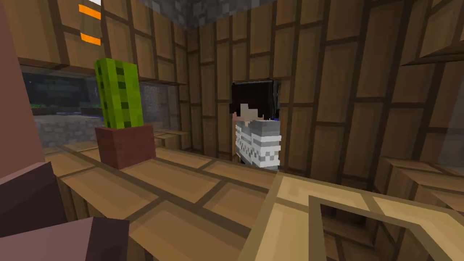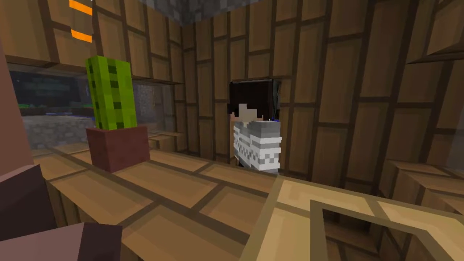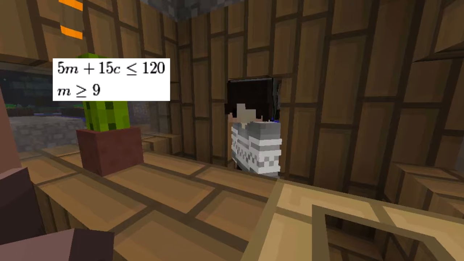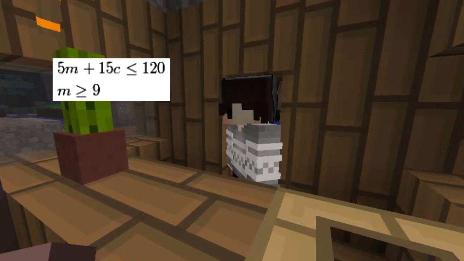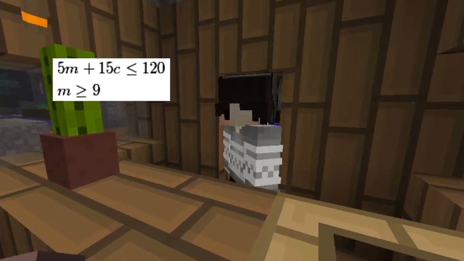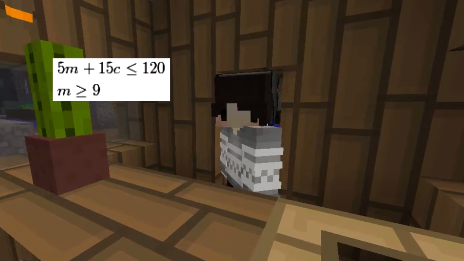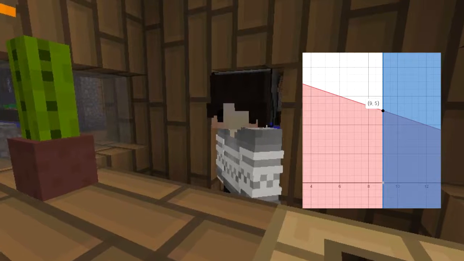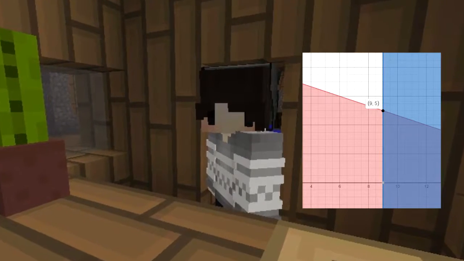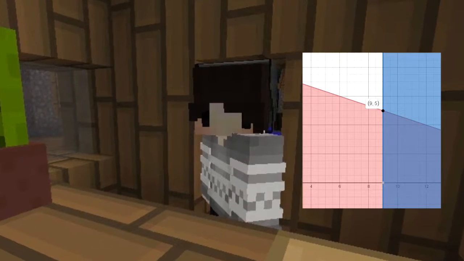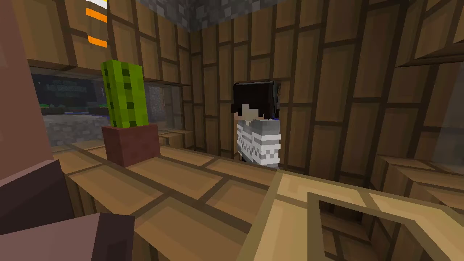So to solve his problem, Stonegood creates a system of inequalities. The system of inequalities is 5m plus 15c is less than or equal to 120, and m is greater than or equal to 9. To find the amount of mushrooms and chicken he should buy, he graphs the set of inequalities. According to the graph, he uses the combination of 9 mushrooms and 5 cooked chicken in his soup, which will cost him his whole 120 emeralds.